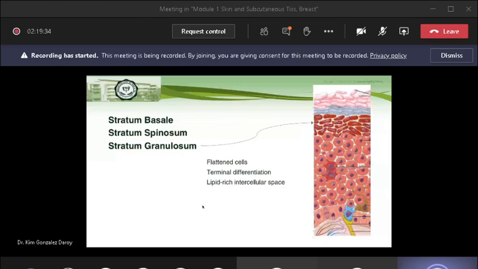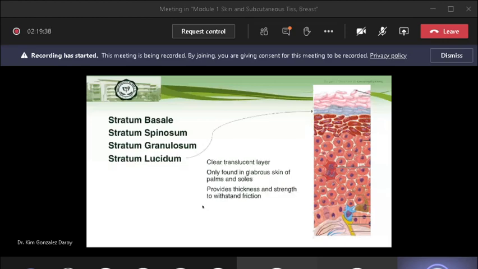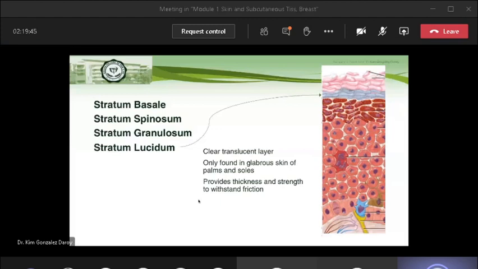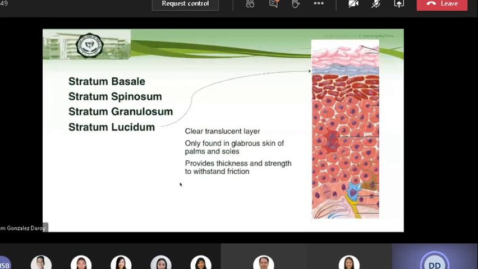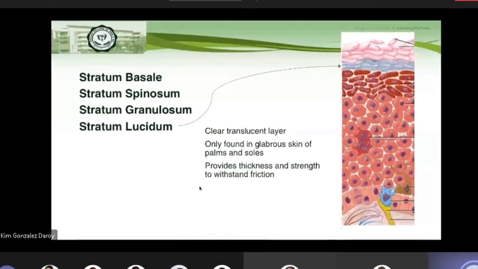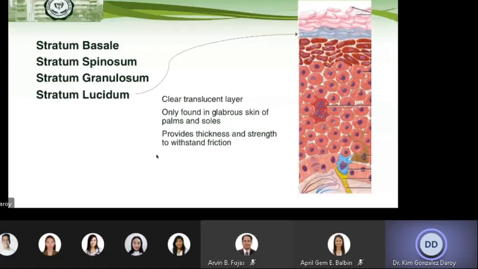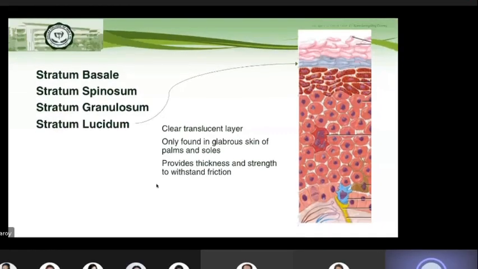This layer, the stratum lucidum, is composed of about 3 to 5 layers of flattened eosinophilic cells, creating a clear or translucent layer that provides thickness and strength to withstand friction. This layer is present primarily in the thick, hairless skin of the palms and the soles, also known as glabrous skin. Now, the final layer is your stratum corneum or your cornified layer.